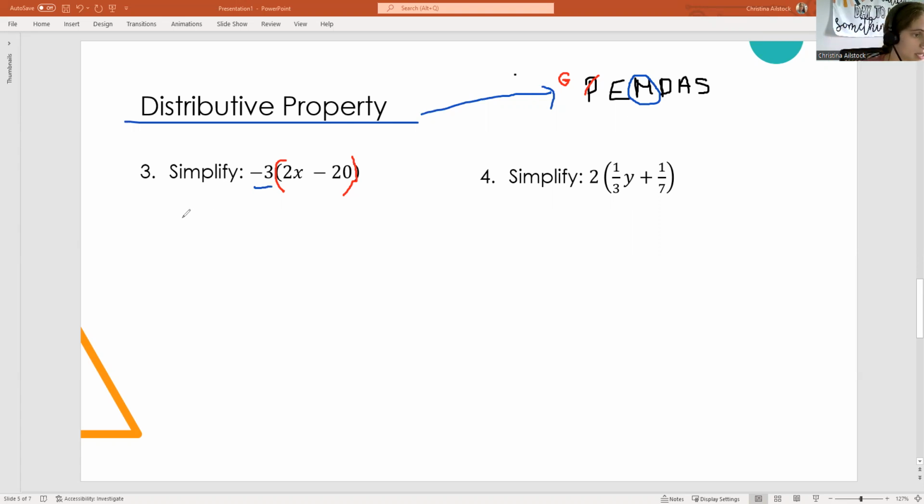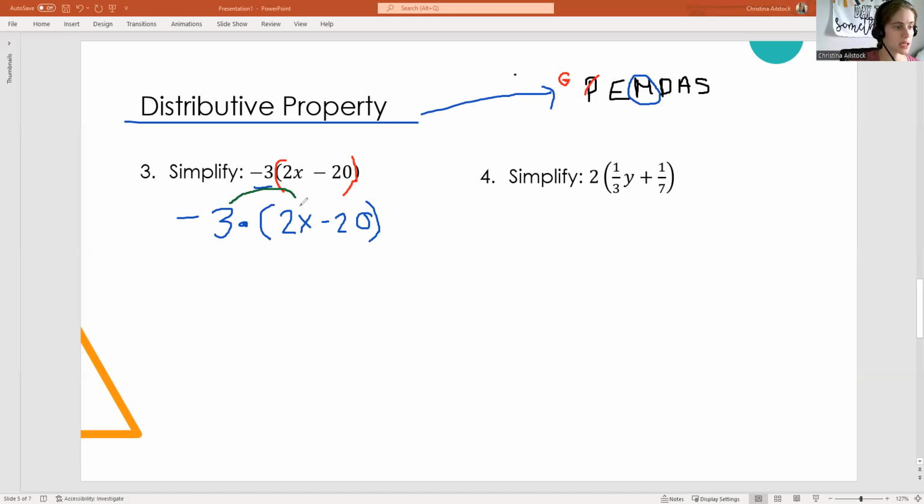So if we wanted to write it differently, we could put a little, oof, that's an ugly 3. We could put a little dot there to help us see that 3 is being multiplied by this group of things. So therefore, we can distribute, we can multiply that 3 to everything within the parentheses to get rid of our parentheses, to get rid of our grouping symbol.